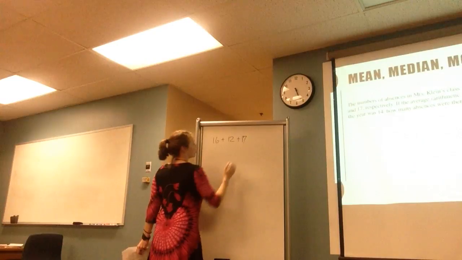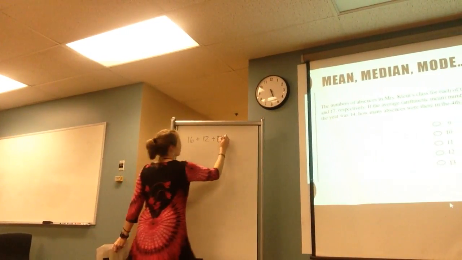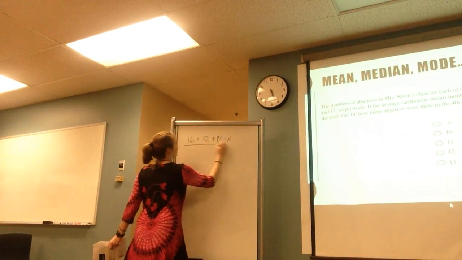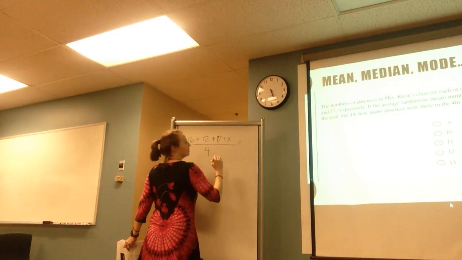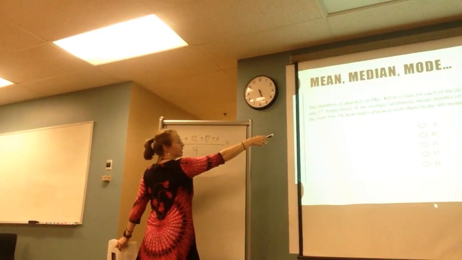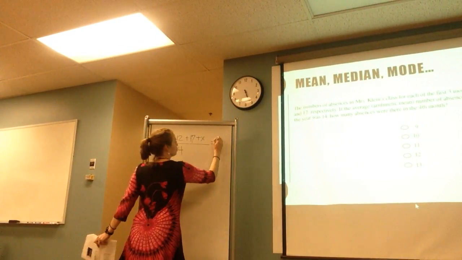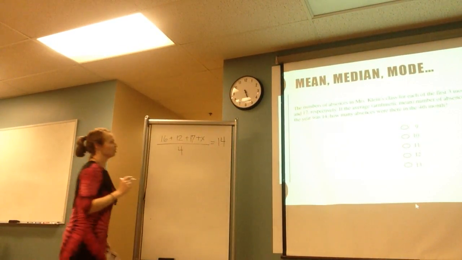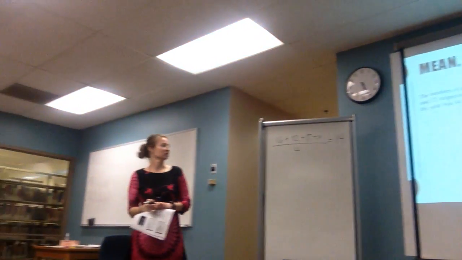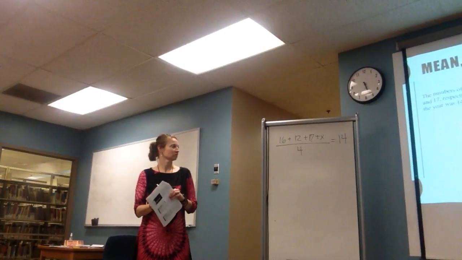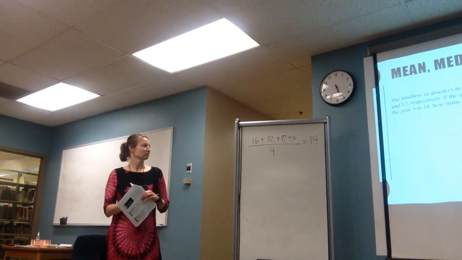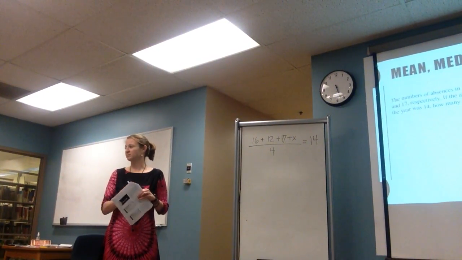What is the 4th month? We don't know what it is, so we're going to call it X. We divide by 4 because that's how many months we have. What's the mean? What's the average? They already told us. 14. Can you solve for it now? Add the 3 up and subtract one side from the other. Okay, go ahead and try it.